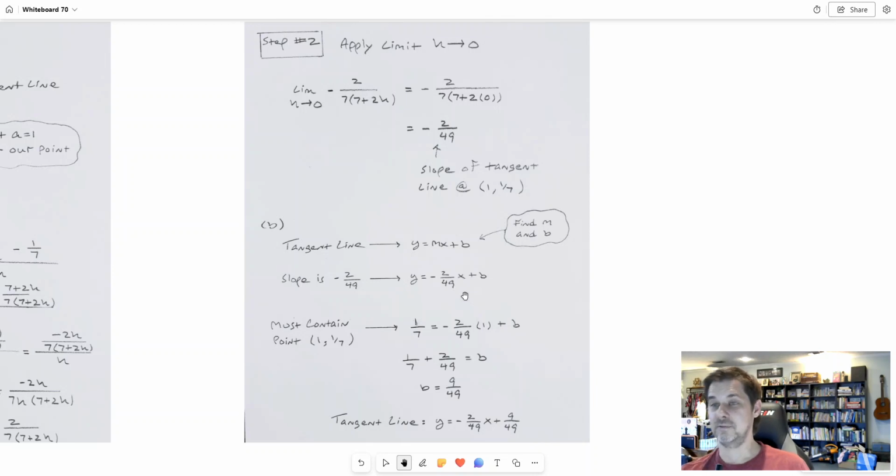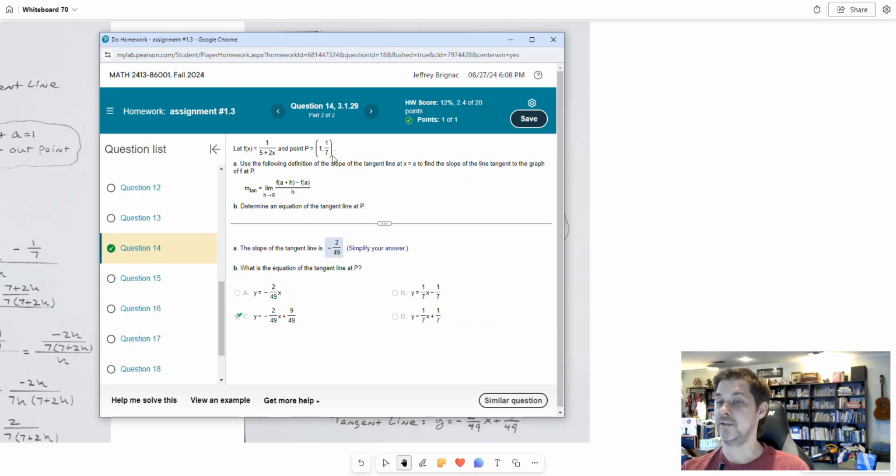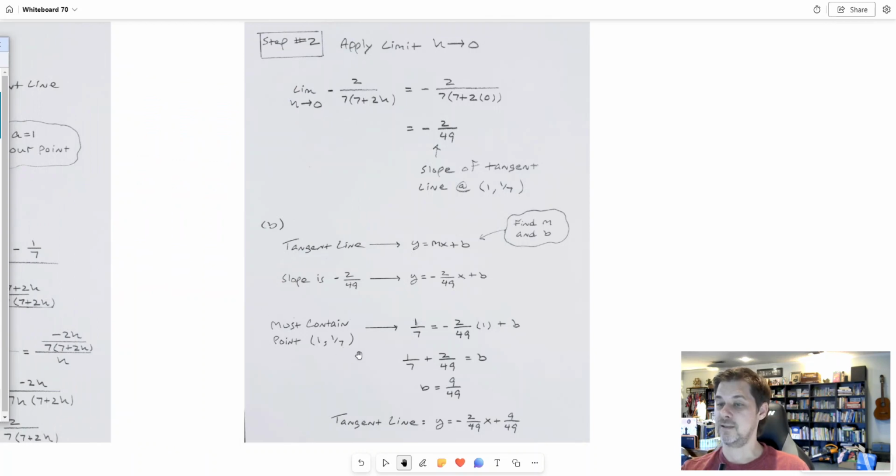But I also know that the tangent line goes through the point that was given: 1 for x, 1 over 7 for y. So it must contain that point. So my third step, put 1 for x, 1 over 7 for y, and that gives you enough information to find b. b is 9 over 49. My equation for that tangent line is y equals negative 2 over 49x plus 9 over 49.